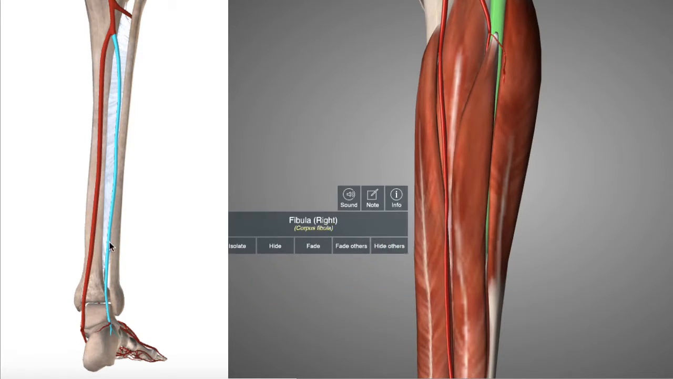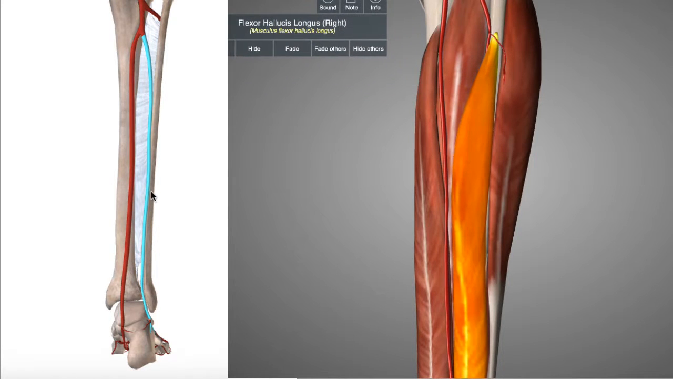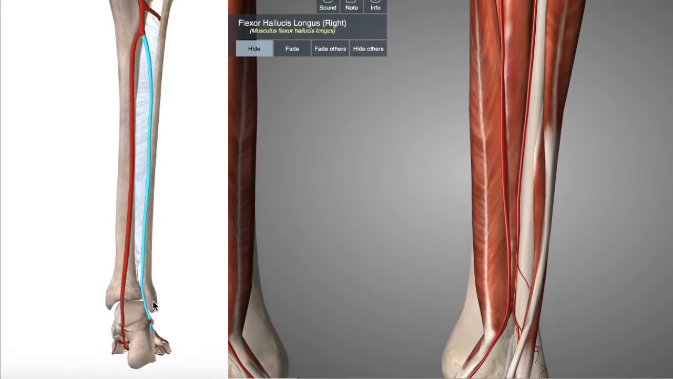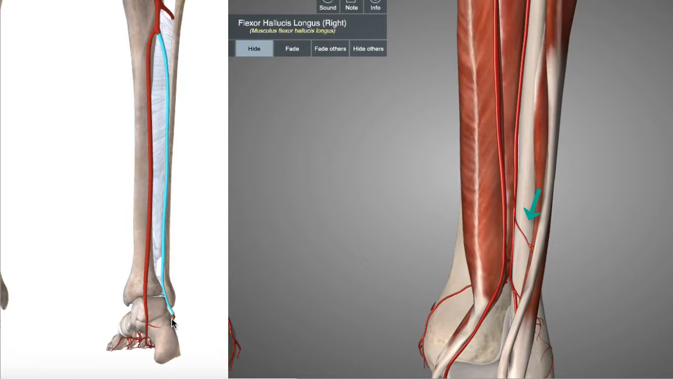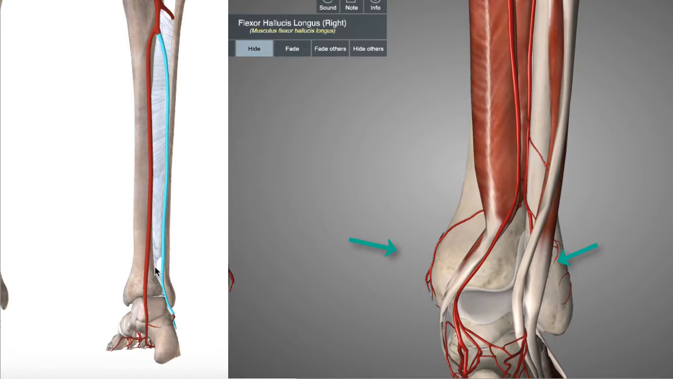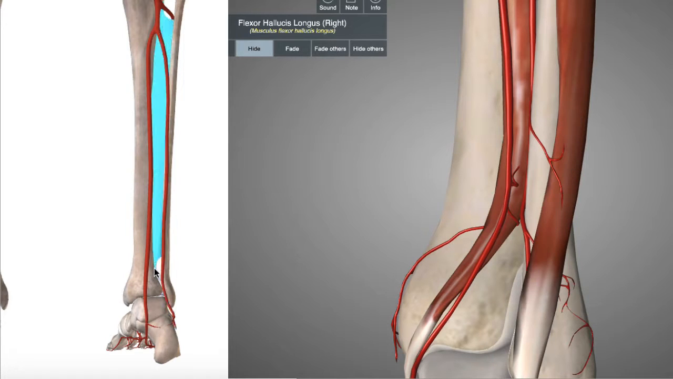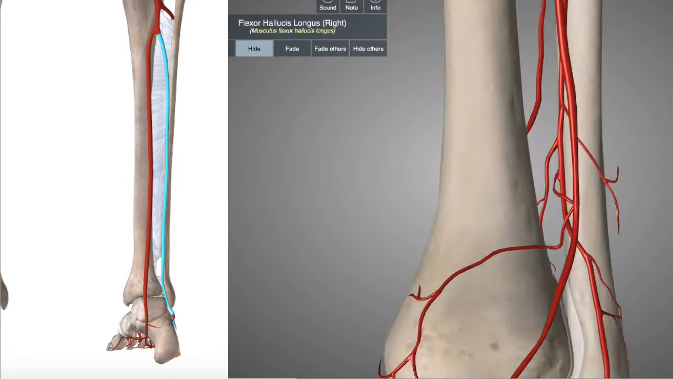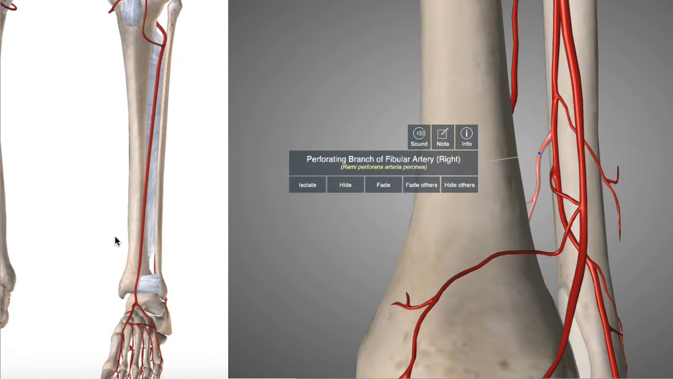Then it descends behind the fibula, either within the substance of the flexor hallucis longus muscle or posterior to it. The peroneal artery gives off numerous muscular branches and a nutrient artery to the fibula and muscle of the lateral compartment of the leg, and ends by taking part in anastomosis around the ankle joint. A perforating branch of the peroneal artery pierces the interosseous membrane in the lower part of it to reach the anterior compartment and to anastomose with the anterior tibial artery.